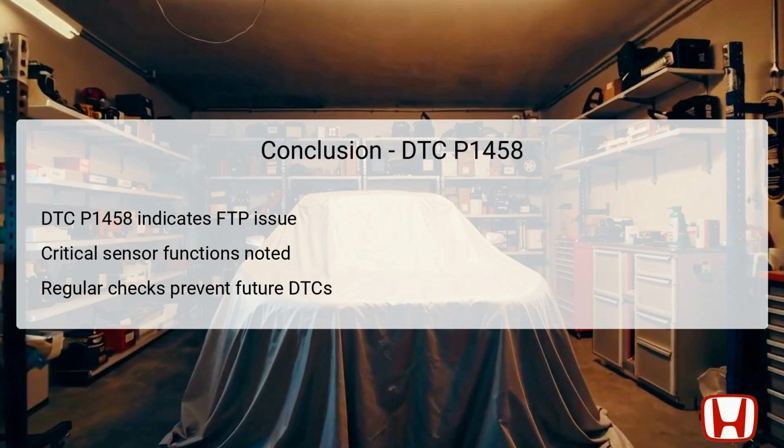In conclusion, DTC P1458 signifies a specific issue related to the FTP sensor range and performance, crucial for maintaining engine efficiency and controlling emissions. Throughout this troubleshooting process, we've noted the critical roles played by various components, specifically the FTP sensor and the ECM. Understanding symptoms, potential causes, and the structured steps for diagnosis and repair is essential for effective vehicle maintenance.